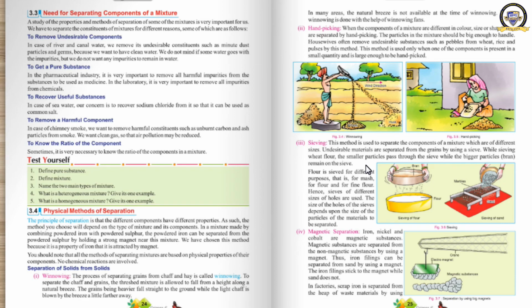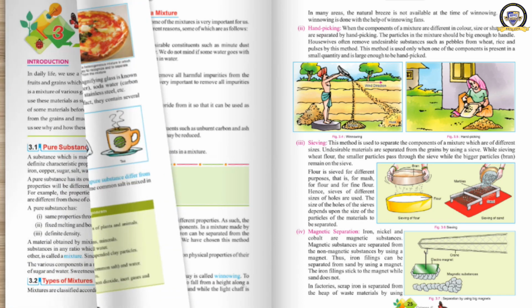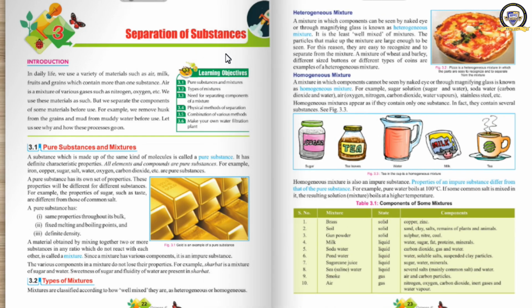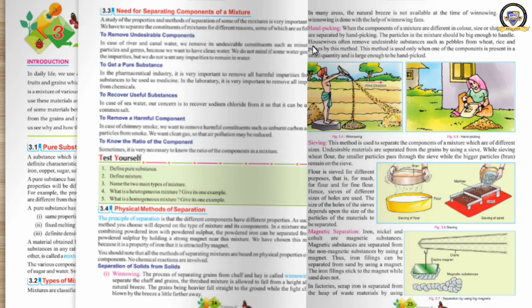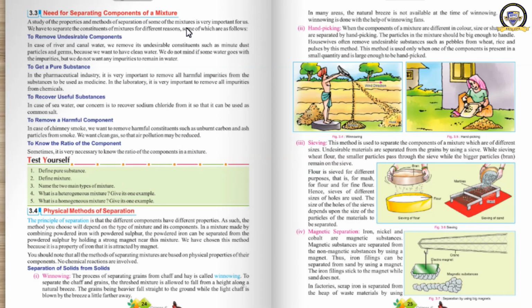We were dealing with chapter number 3, which is separation of substances. We have covered 3 topics: first, pure substances and mixtures, then types of mixtures, then the need for separating components of a mixture. We have covered 3 main topics of this chapter.